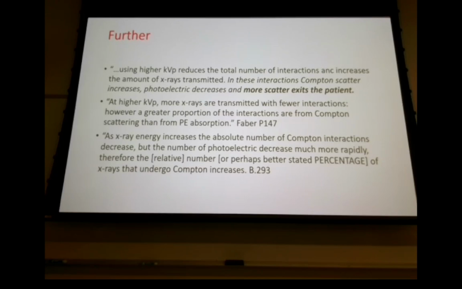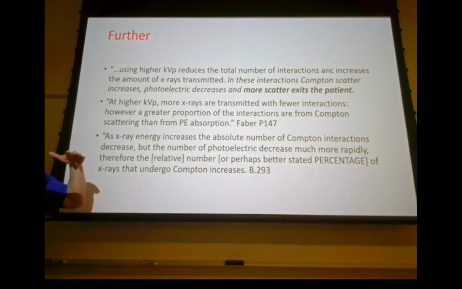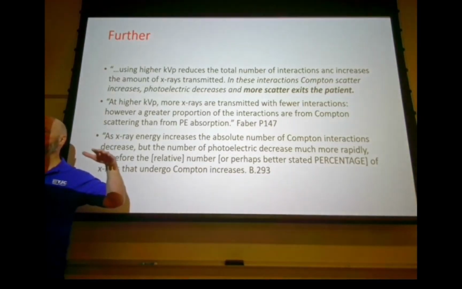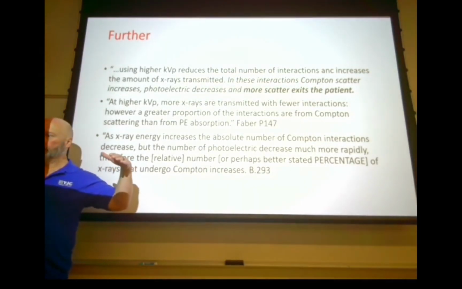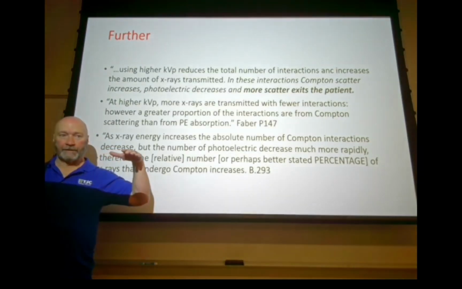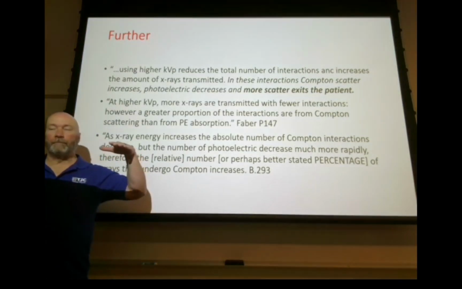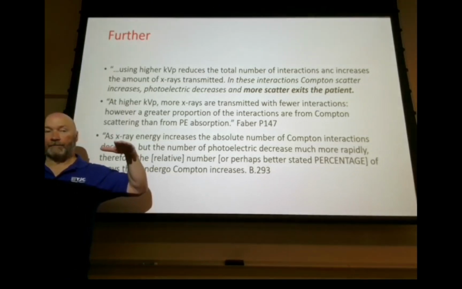Okay? It's an emitted beam from the patient, not from the X-ray tube. So what you get then is, again, as kVp goes up, Comptons remain fairly stable, and photoelectrics drop. So if you're at 50-50, right? 50% Compton, 50% photoelectric. If you increase your kVp, the photoelectrics drop. The number of Comptons didn't change.